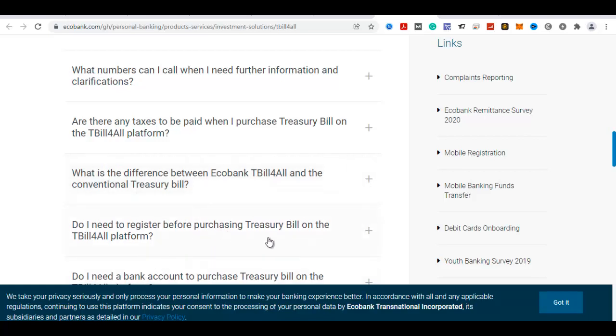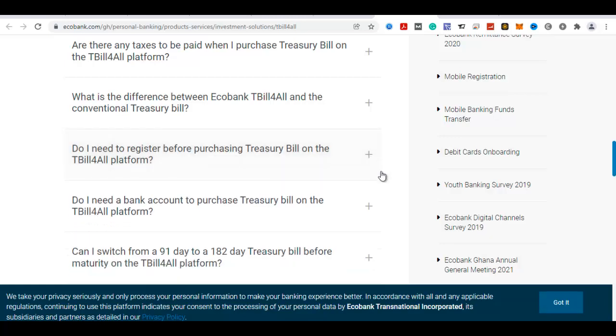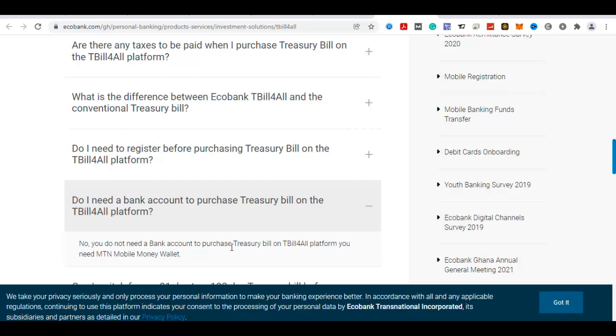Do I need to register before purchasing treasury bills on the TBILL4ALL platform? Yes, if you are a first-time user, you need to register. So you need a one-time registration on the TBILL4ALL platform. Once you go to *770 hash and you are a first-timer, you click on TBILL4ALL and then you do the registration. It's one time, and after that, the system will recognize your phone number, and subsequent ones, you don't need any registration again. Do I need a bank account to purchase treasury bills on the TBILL4ALL platform? The answer is no, you don't need a bank account to purchase treasury bills on TBILL4ALL platform.